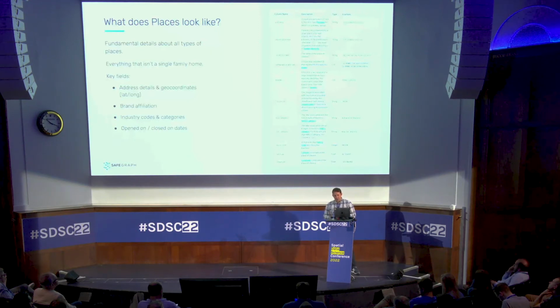A couple of other good pieces of metadata that we think are good to focus on are things like industry codes and categories. So your standard NAICS classifications, your SIC codes.